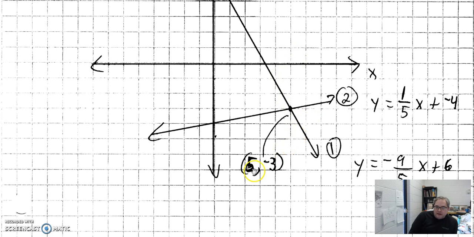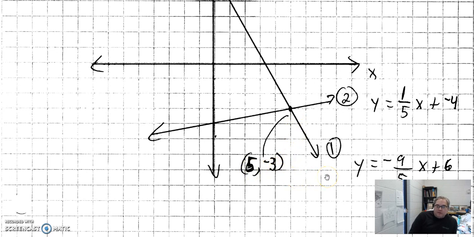And again, if I take that x equals 5 and plug it in, 1/5 of 5 is 1. 1 plus negative 4 is negative 3. Put it in this one. Negative 9/5 times 5 is negative 9. Negative 9 plus 6 is negative 3. So these two equations intersect, coincide at the coordinate (5, negative 3). So that is the solution set for that system of equations. The solution to a system of equations is always where the lines intersect, and it's always a coordinate.